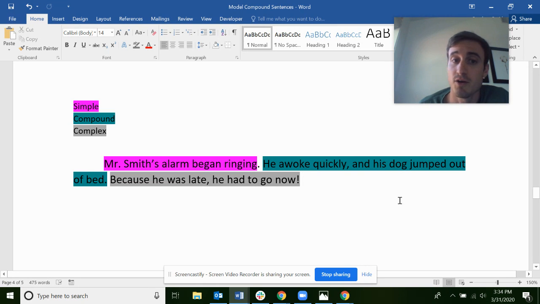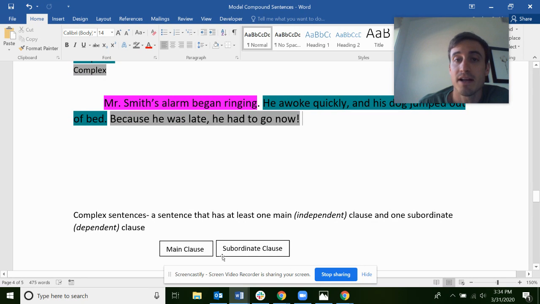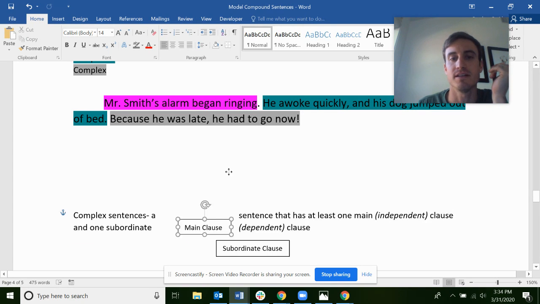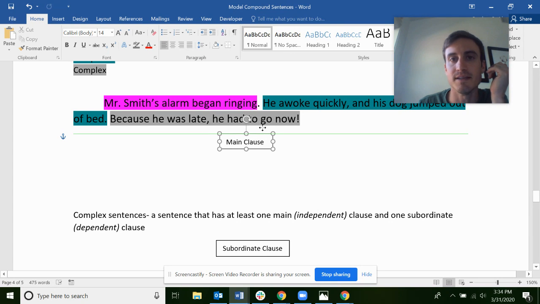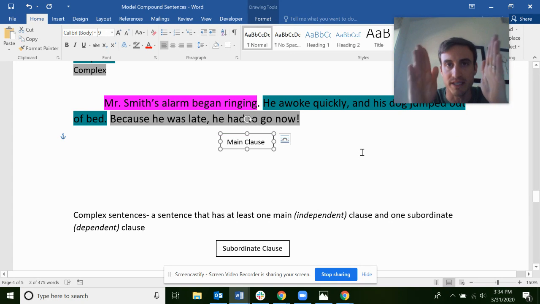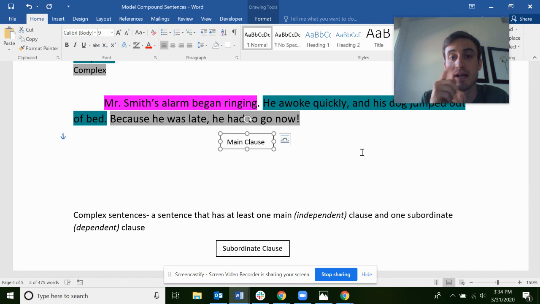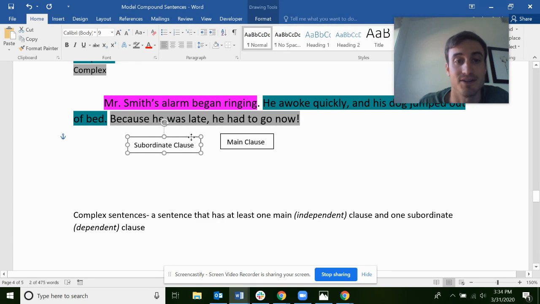So some things to know with complex sentences are there's a main clause and a subordinate clause. So a complex sentence has at least one main clause and one subordinate clause. Okay, main clauses are easy to find. A main clause is simply the independent clause. It's like the complete idea. He had to go now, right? That's a complete idea that could be in a sentence by itself.